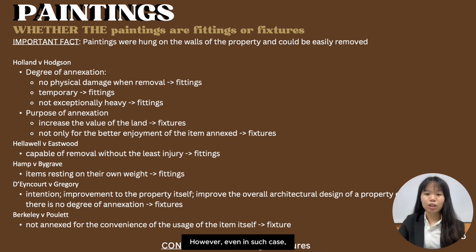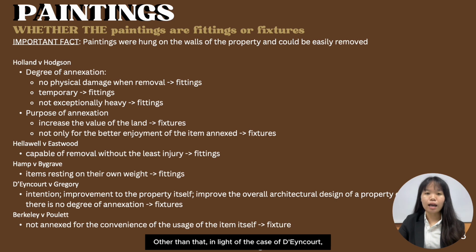However, even in such a case, it is emphasized in the case of D'Eyncourt v Gregory that if the intention is apparent to make the items part of the land, they do become part of the land, and if it is to make an improvement to the property itself, the fitting will become a fixture. In this scenario, the advertising of the sale of a Victorian-style property shows the intention to make the Victorian-era painting an attraction of the property and thus make an improvement to the property itself.